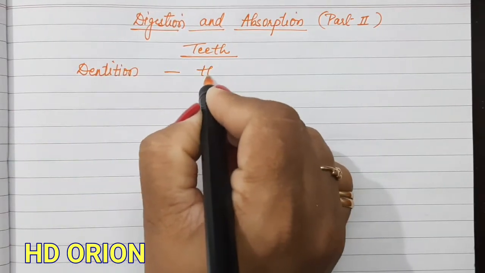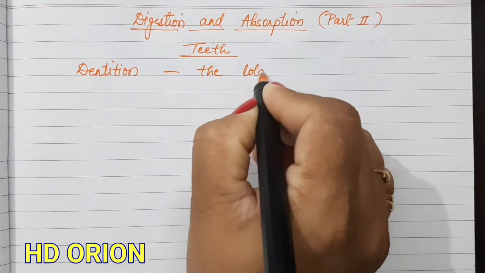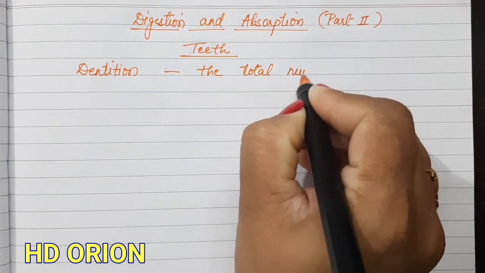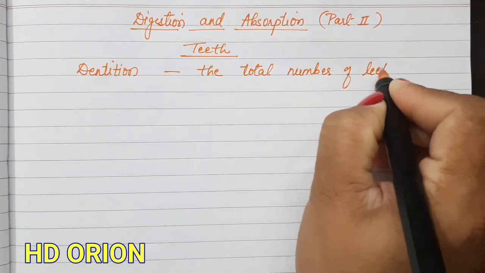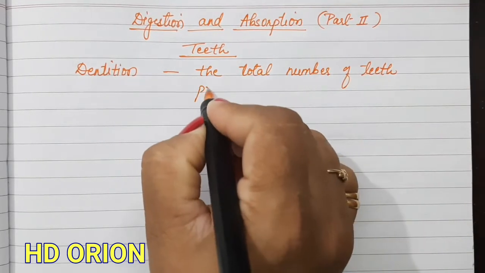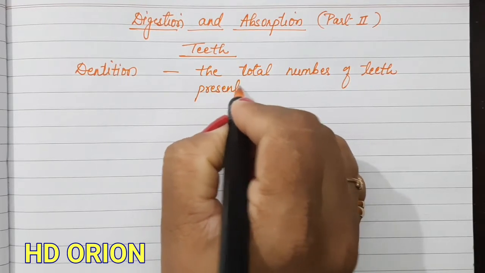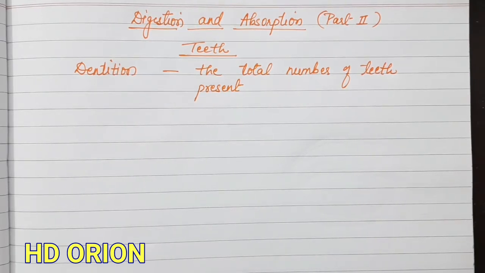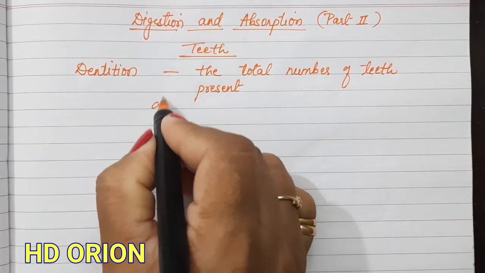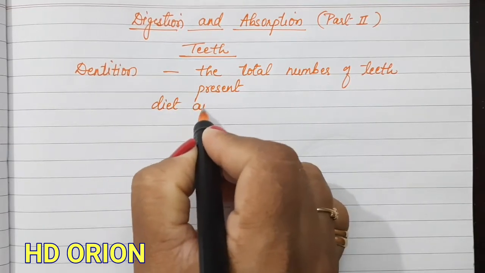This is the total number of teeth present in the human or in the animal, and this is based on the diet as well as the feeding habits. So the herbivores have different type of teeth, the carnivores have different type of teeth. So it is basically based on the diet and feeding habits.